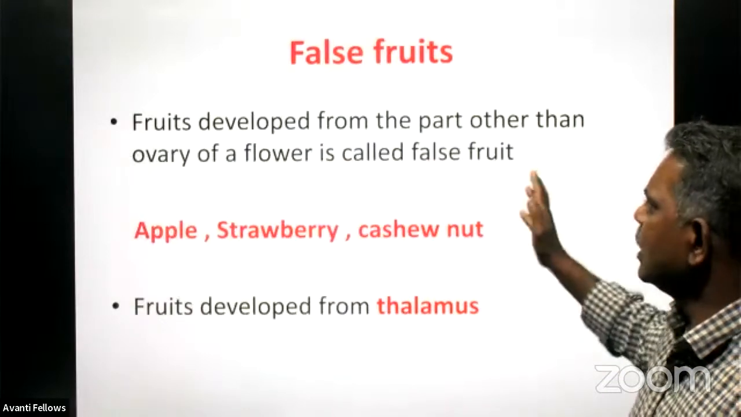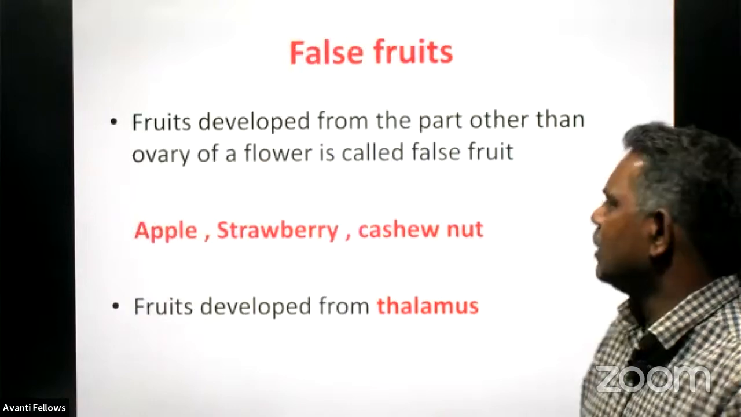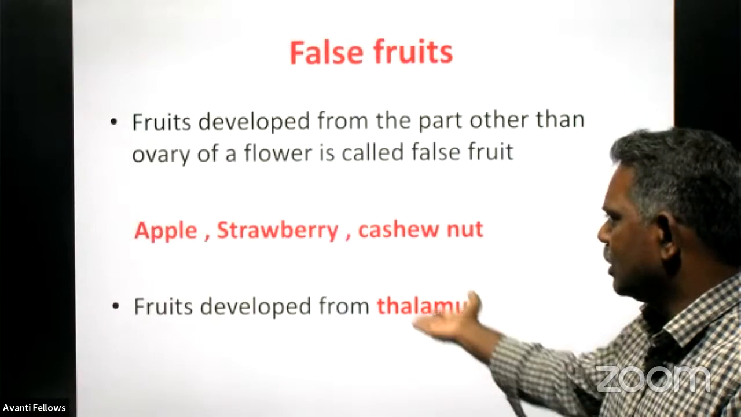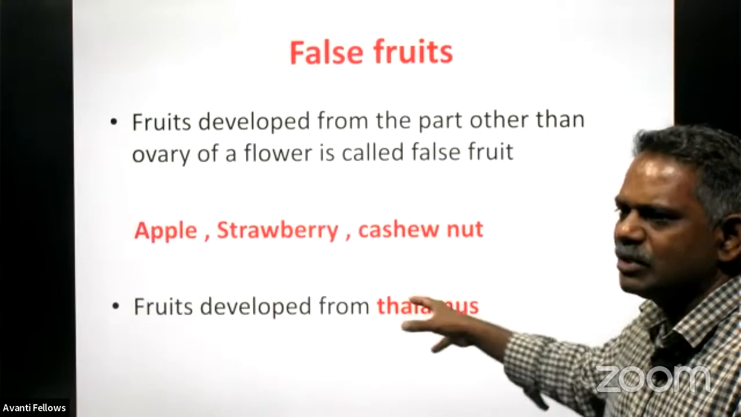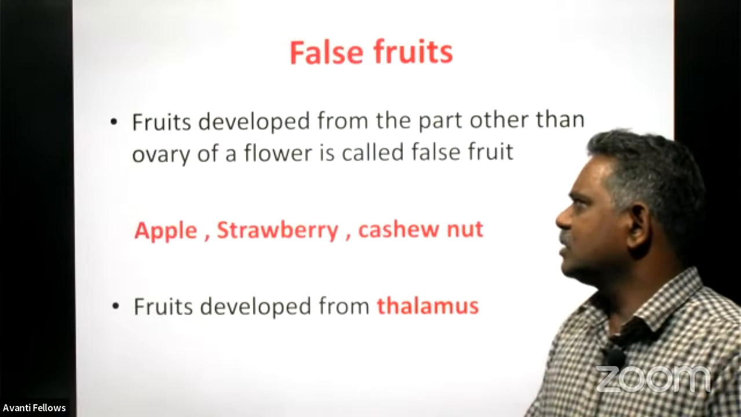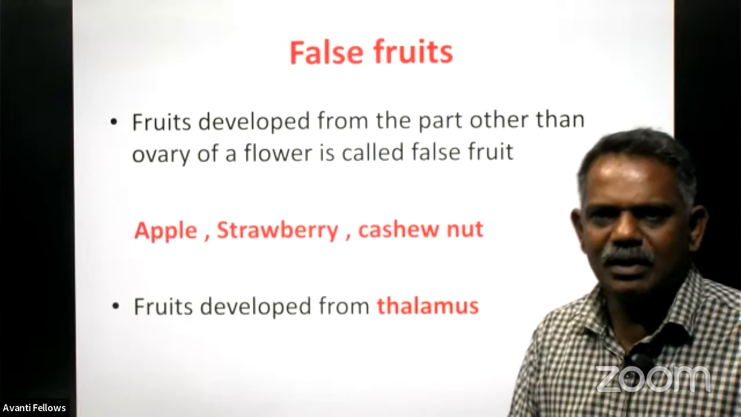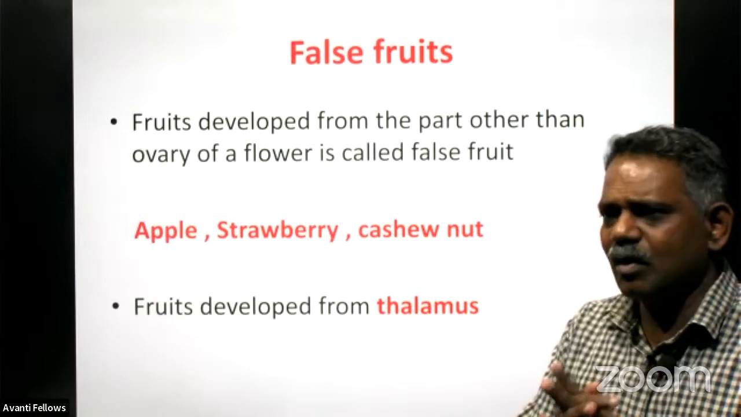Here, the fruits are developed not from the ovary, but from some other parts. Particularly in cashew nuts, the fruit-like structure, a fleshy, sweet one, develops from the thalamus only. Such types of fruits we call false fruits, not the real fruit. A real fruit always develops from the ovary only.